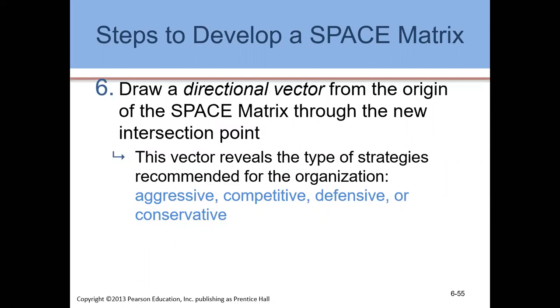Step 6, draw a directional vector from the origin of the space matrix through the new intersection point. This vector reveals the type of strategies recommended for the organization. And the direction vector would be in one of these quadrants. It can be in the aggressive quadrant, competitive quadrant, defensive quadrant, or conservative quadrant.